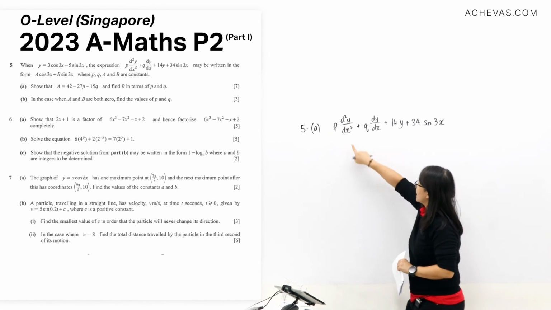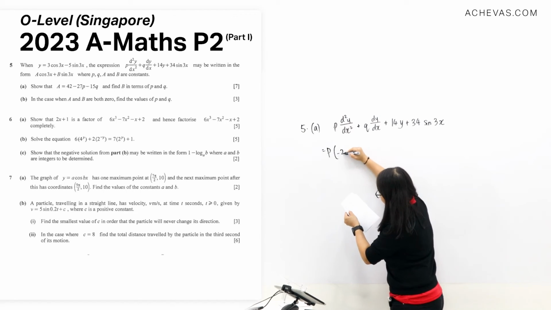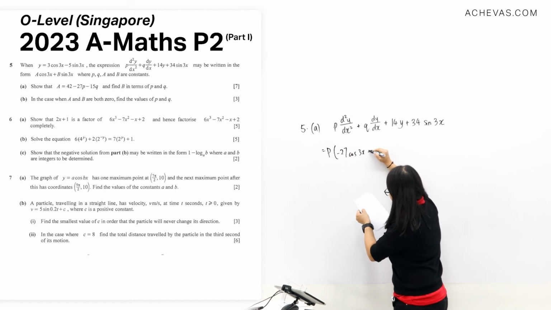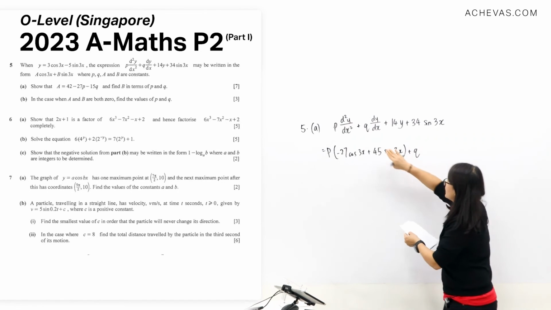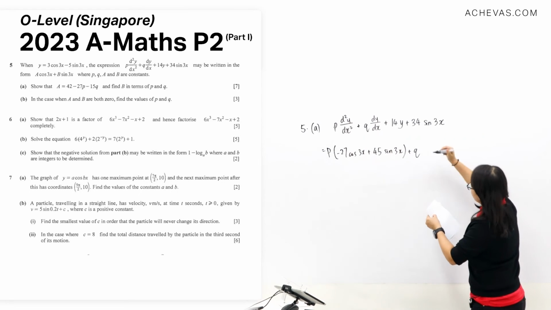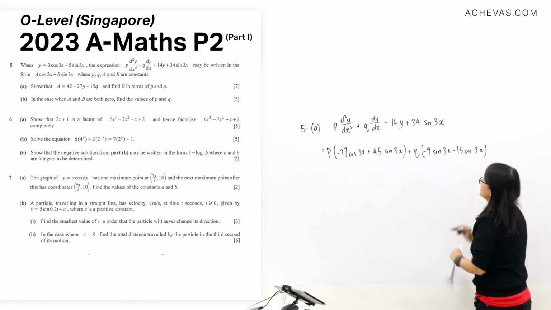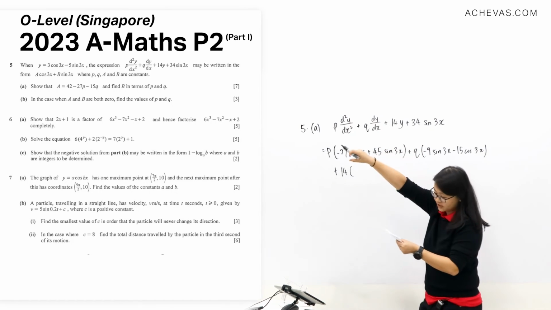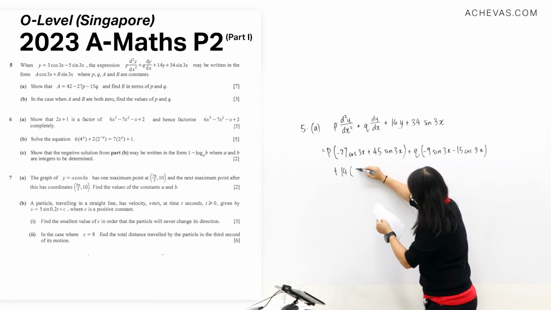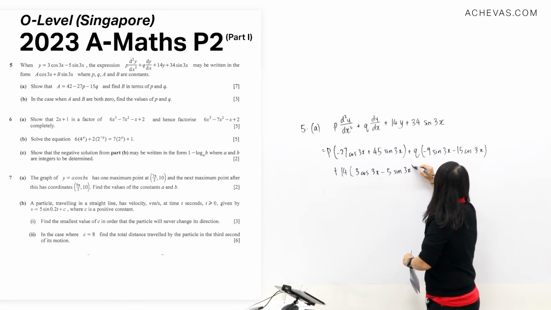Next, let's replace the value that we have found for the second derivative, which is negative 27 cos 3x plus 45 sine 3x. Replacing the value that we have found for first derivative, that's negative 9 sine 3x minus 15 cos 3x. Now I'm going to also replace y value. So I'm going to continue here, plus 14. Y value just from the question. So that will be 3 cos 3x minus 5 sine 3x.